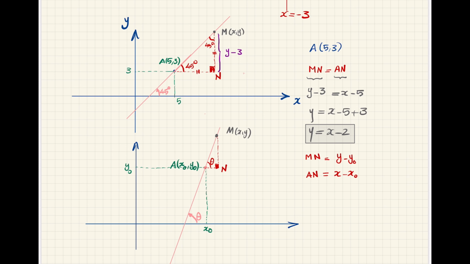If I have tangent, exactly. Tangent of theta is the opposite side, which means mn divided by an. So what is mn now? You know something about it. It's y minus y node. And about an, you know something about it. It's x minus x node. Do I know tangent of theta or not? Yes, I do, because I told you that theta is given.